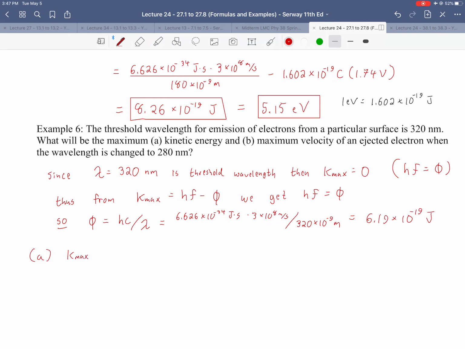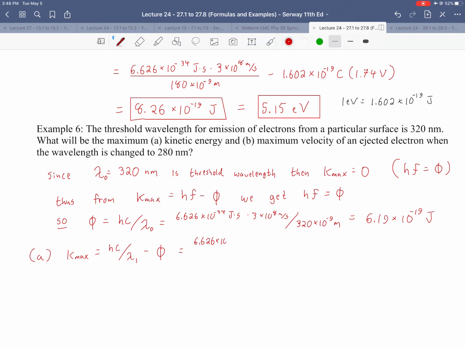Okay? So what does it look like now? So now K max, when we change everything to 280 nanometers instead of 320, is going to be hc over lambda. Let's call the threshold wavelength lambda naught, because that was just enough to free it. And let's just call this one lambda 1, because now it's some newer, shorter wavelength, higher energy, minus the work function that we now know.